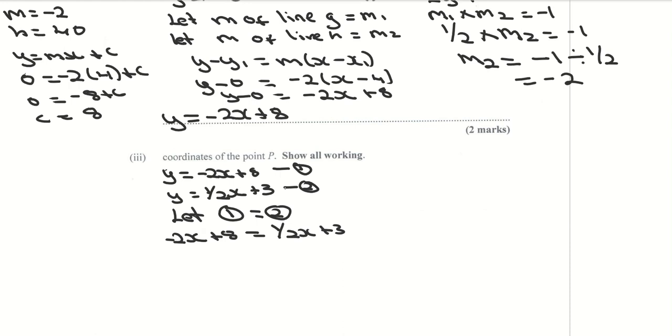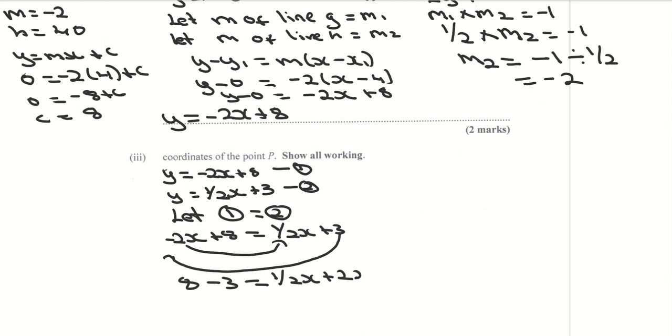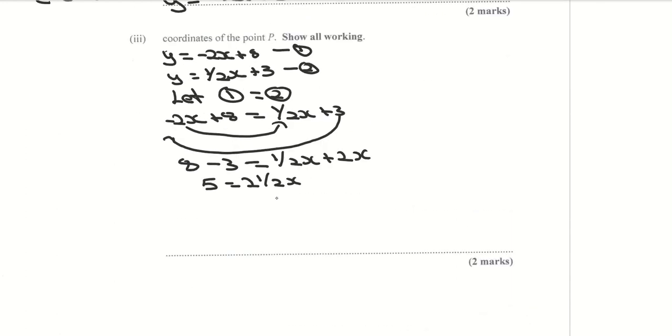You're going to make x the subject, so I'm going to carry this across to the side, and you're going to carry this 3 to the other side. So you're going to have 8 minus 3 is equal to a half x plus 2x. So that is 8 minus 3, which is 5, equal to 2.5x. You want to know what x is, so you're going to carry across that 2.5.